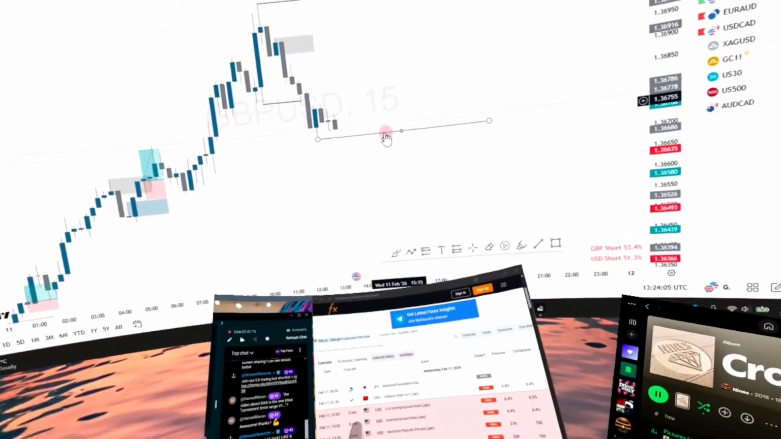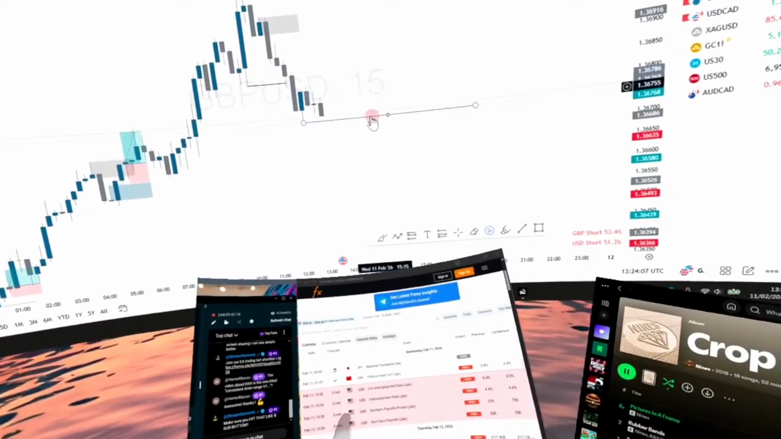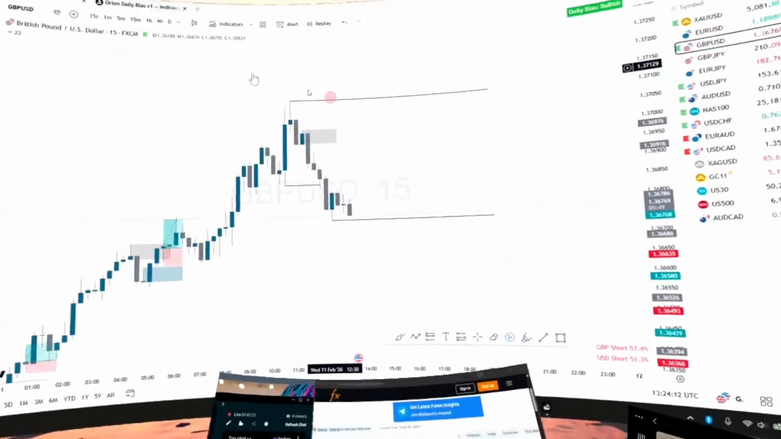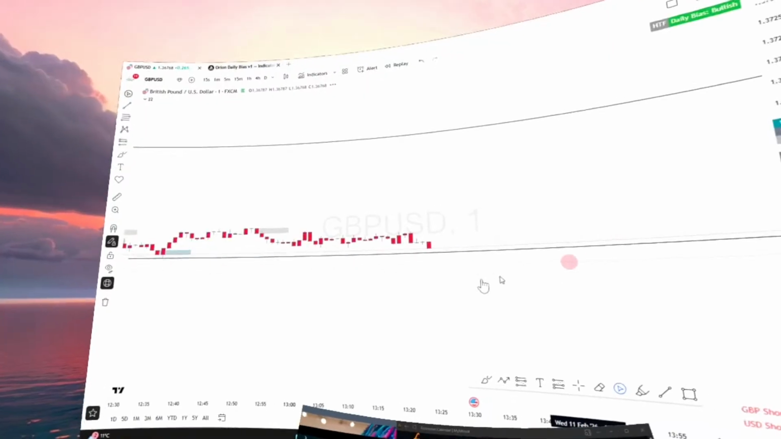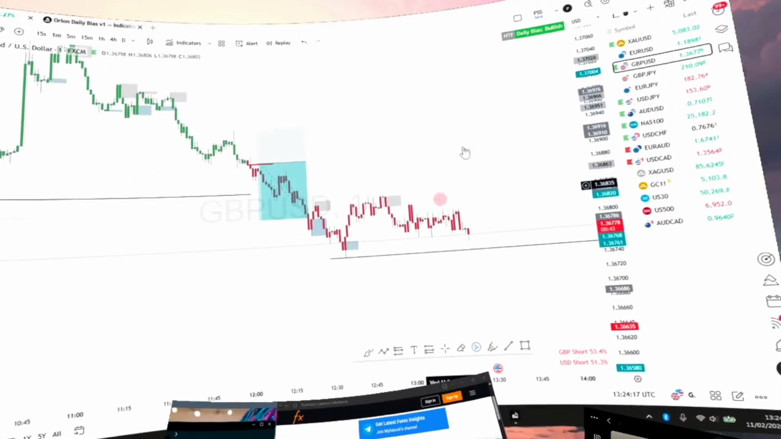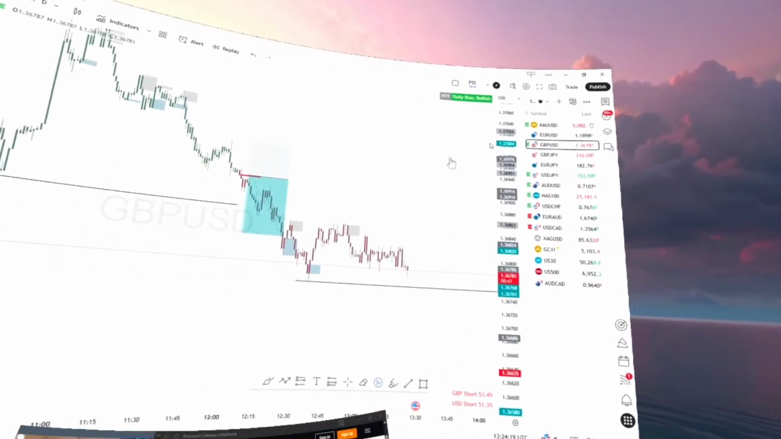Okay, 5 minutes until we have the news that I spoke about earlier. So I'm not doing anything until the news comes. But we can appreciate some of the entries that have been given today on this pair. I mean, we can go to gold and have a look at gold actually.